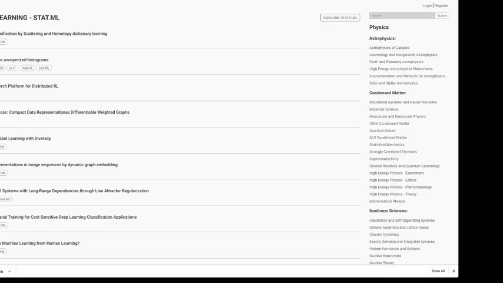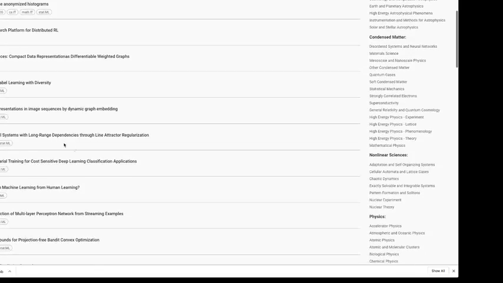Anyone can submit to this preprint server, which is what it's called. It's just what people put on to say, okay, I had this idea at this time. So it's kind of like indexing that you came up with this at this time. So here there are just so many different things.